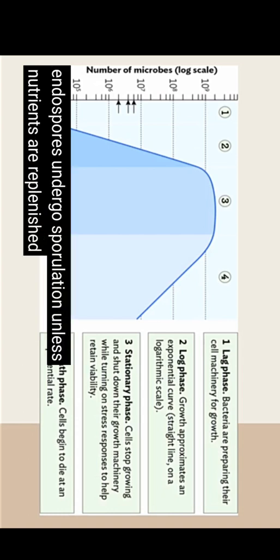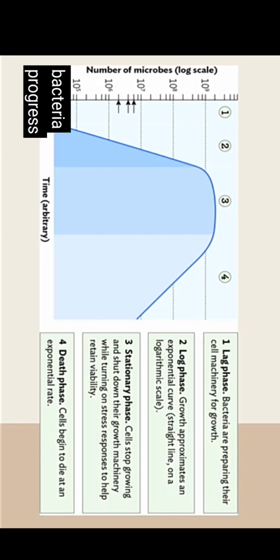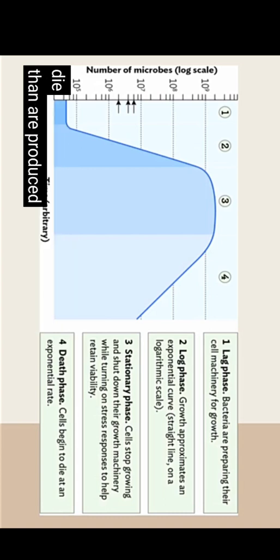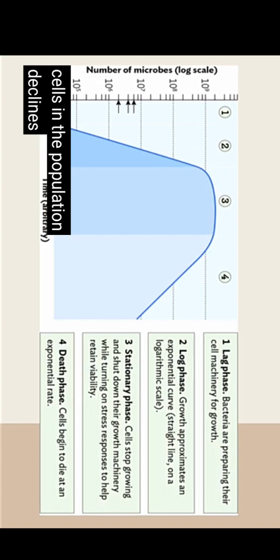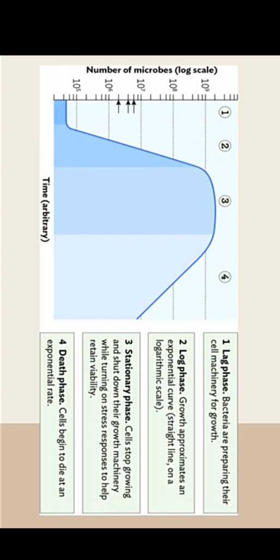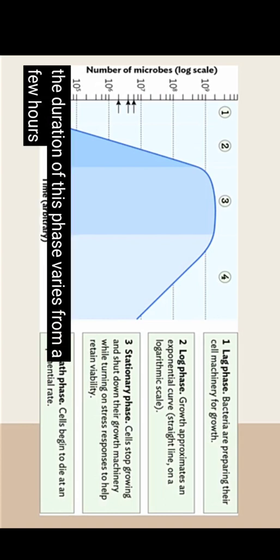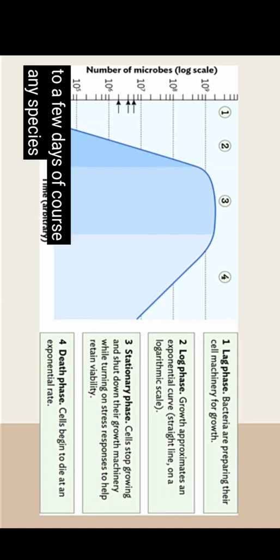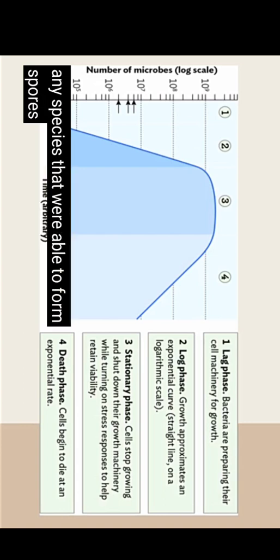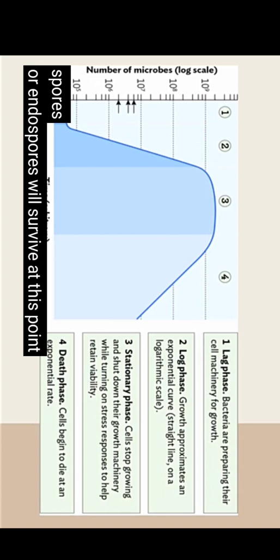Unless nutrients are replenished and waste products are removed, the bacteria progress to the death phase. More cells die than are produced and the number of cells in the population declines. The duration of this phase varies from a few hours to a few days. Of course, any species that were able to form spores or endospores will survive at this point.